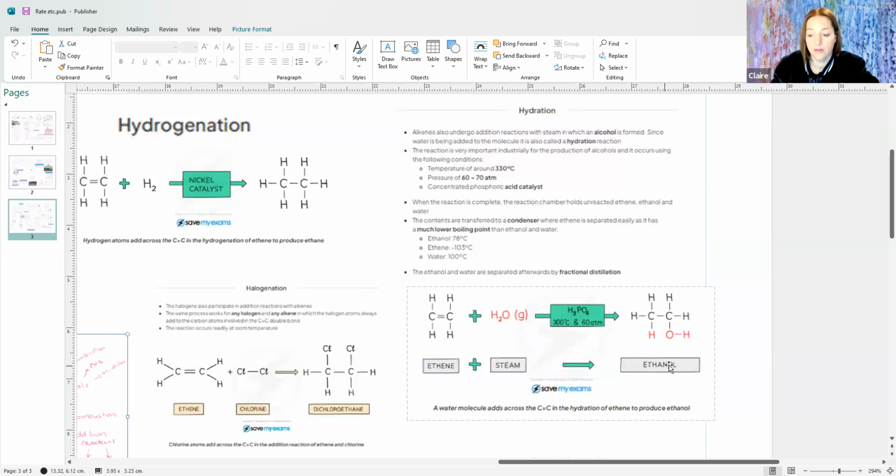So let's look, ethanol, O-L, but it's actually O-H. I don't know, it's one way of remembering the functional group, I suppose. It's going to make sure I've mentioned everything. Reactive ethene. The contents are transferred to a condenser where ethene is separated easily as it has a much lower boiling point. Ethanol and water are separated afterwards by fractional distillation. So again, they're separated by their boiling point. Okay. So remember, you add water, it turns into an alcohol.